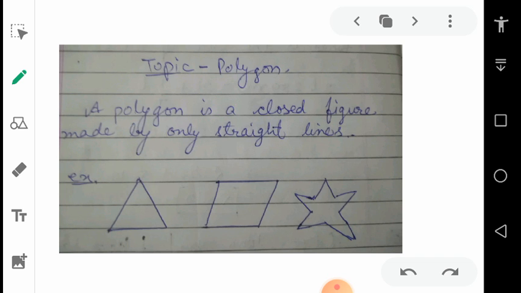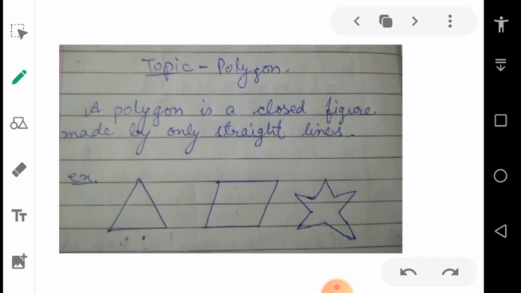For example, the triangle is a polygon because there are three sides and all are straight lines. Next is a parallelogram, you can say quadrilateral, it's also a polygon as there are straight lines. And the next figure is also a polygon because there are only straight lines.